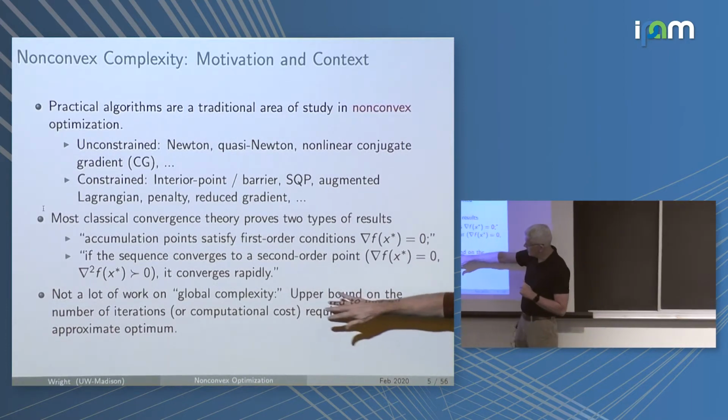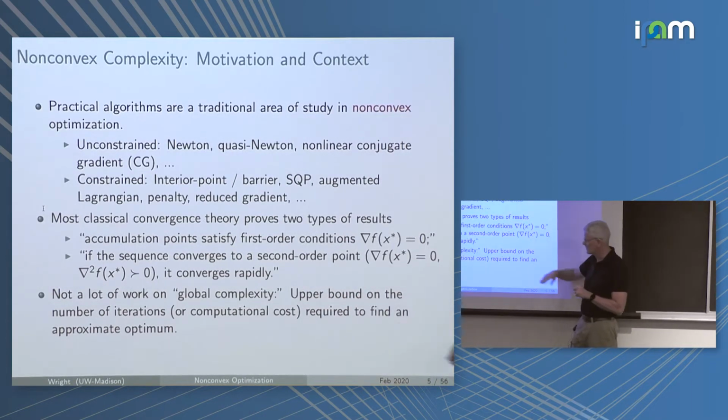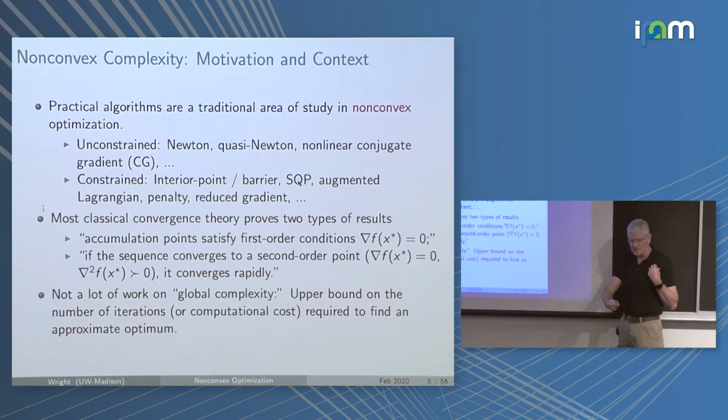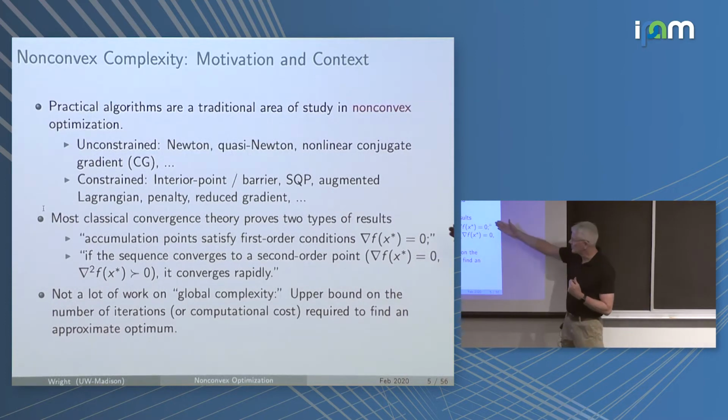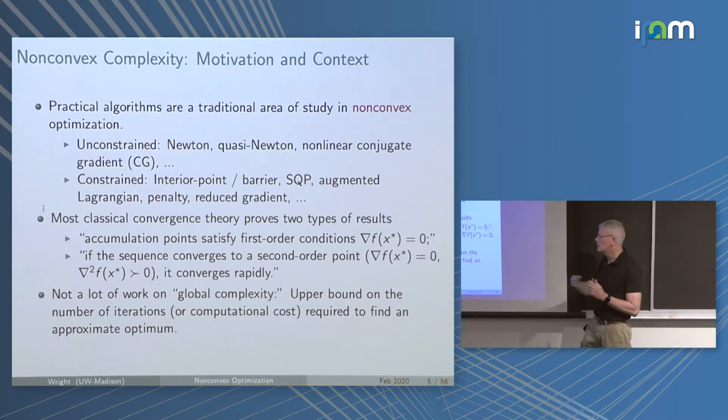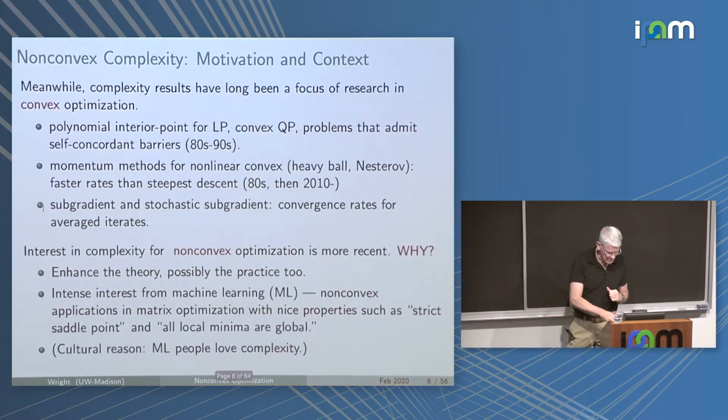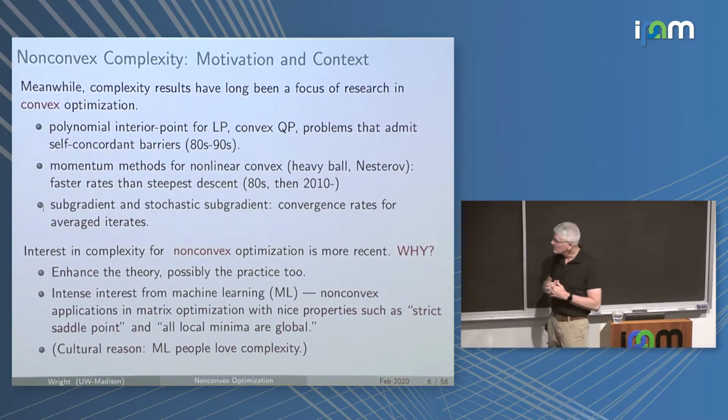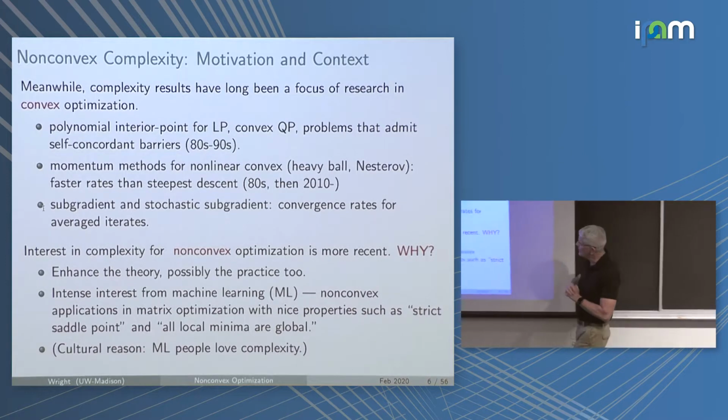So, in the typical optimization literature, there wasn't much work on this issue of global complexity. That is, can you give me an upper bound on how many iterations you'll take to find a first-order point or a second-order point, or maybe an upper bound on the computational cost? There was very little on that, except in certain domains. But recently, there's been a lot more work on that.